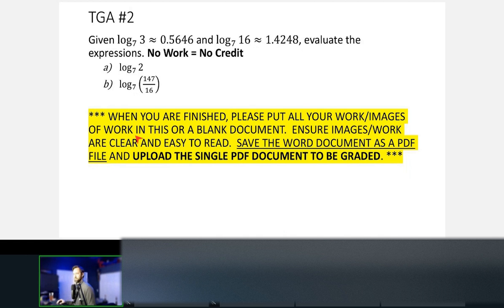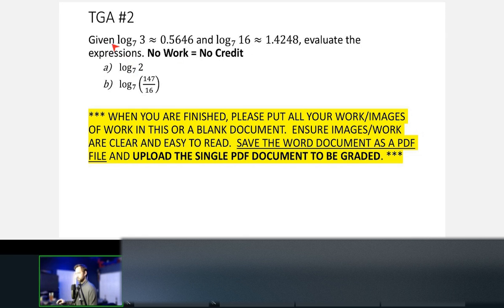Oh, I even have the same thing on this next page. All right, number 2. So given log base 7 of 3 is about this and log base 7 of 16 is about this, evaluate the expressions, no credit. Do not type this in.